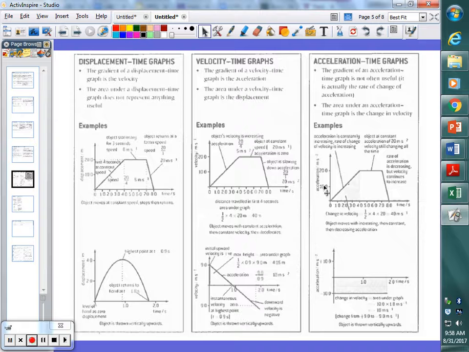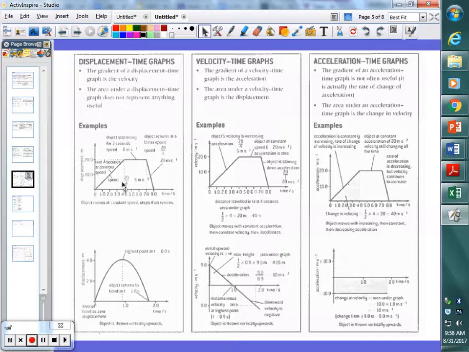Here are the three types of graphs, okay? We start off with a displacement time graph, or a position time graph, right? Like its name suggests, it tells us the position versus the time. Where is this object at a certain point in time? The gradient of a displacement time graph is the velocity. So the slope on this graph tells us the velocity.